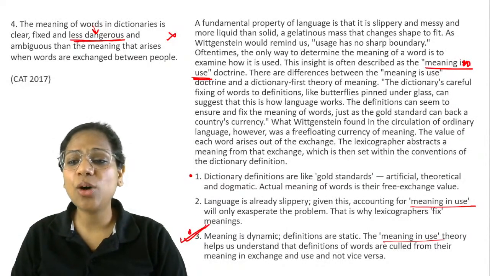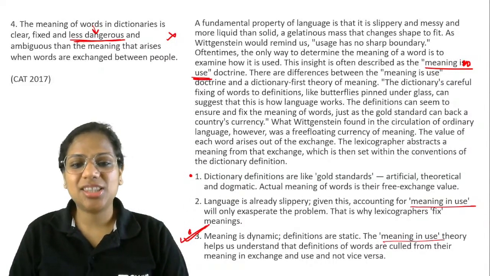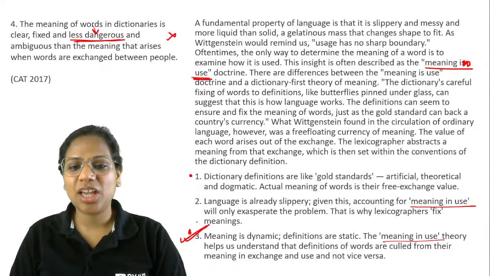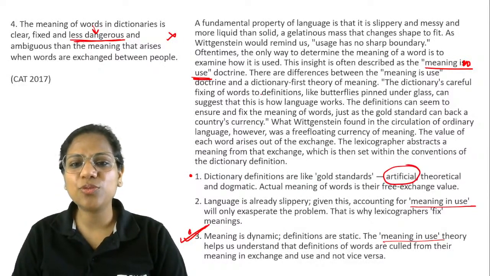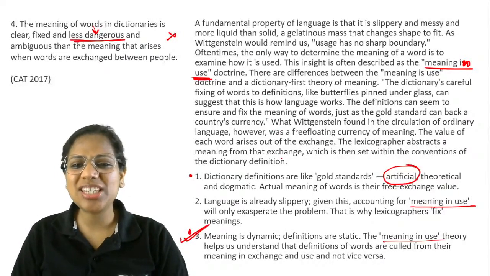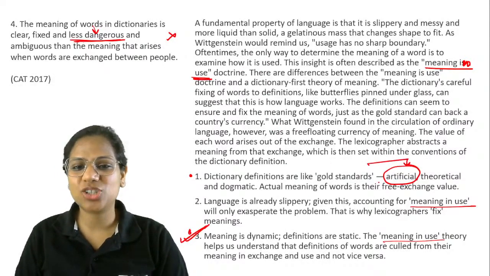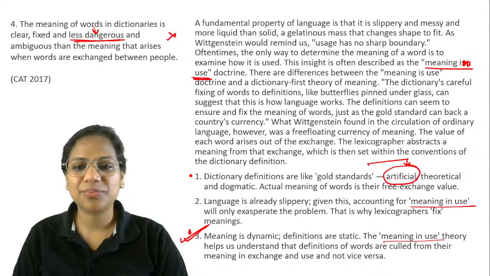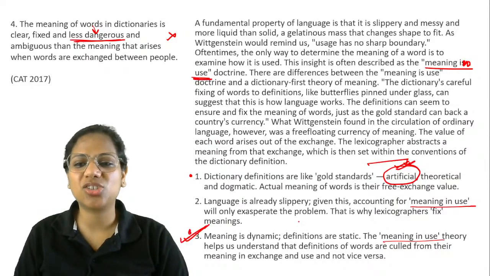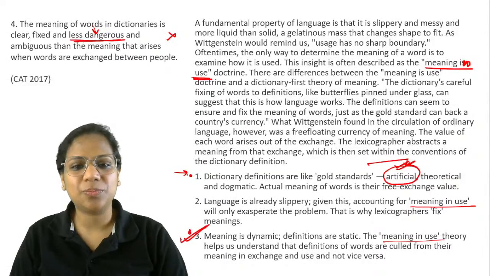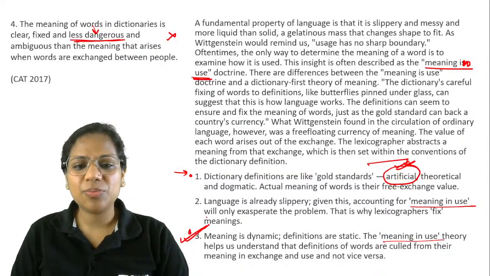Okay, now yes, the difference between 1 and 3. Dictionary definitions are like gold standards. Artificial. Where has the artificiality been stressed, that they are artificial? Dictionary definitions are artificial. Nowhere does the author say that dictionary definitions are artificial in nature, right? So this becomes a little alien and a little extreme. Okay, then yes, why is 2 not the answer?